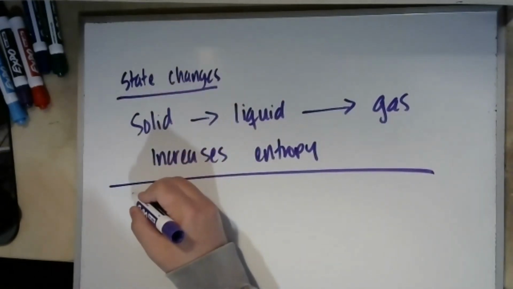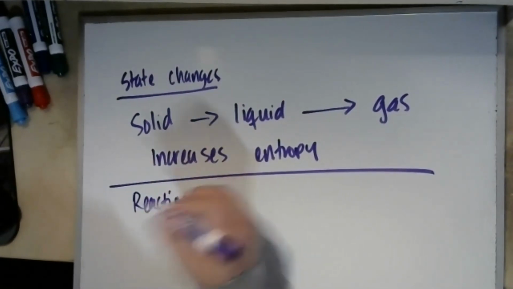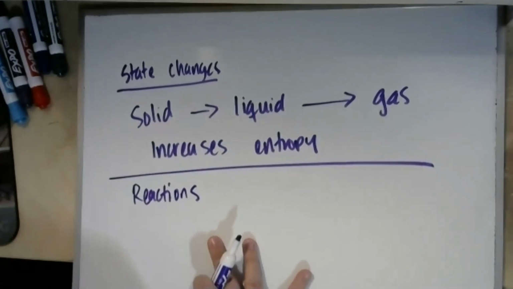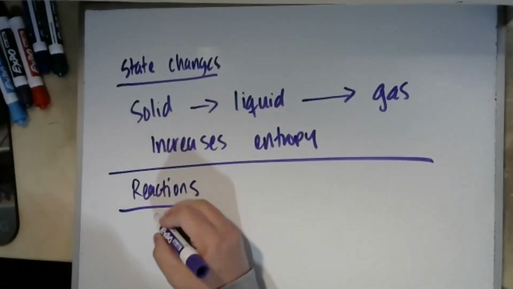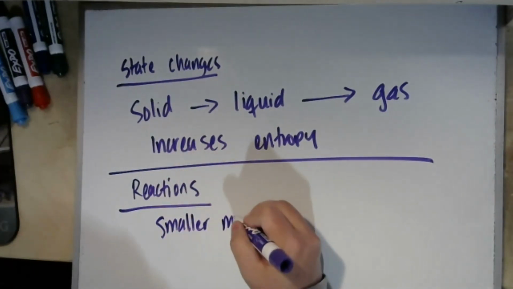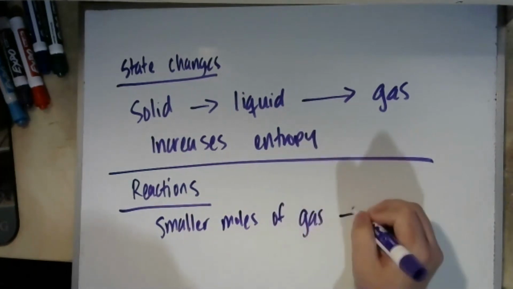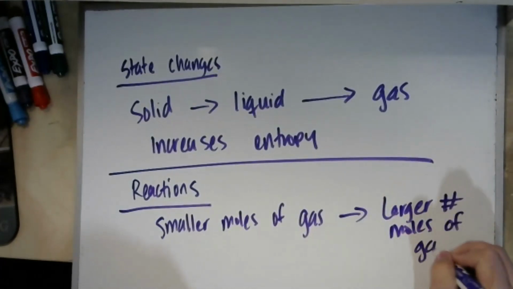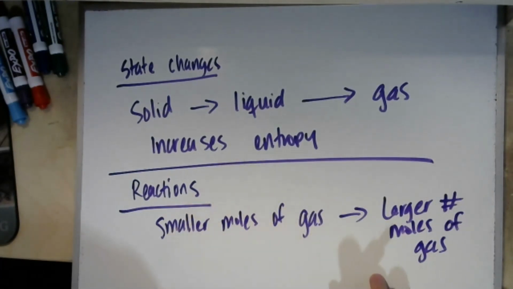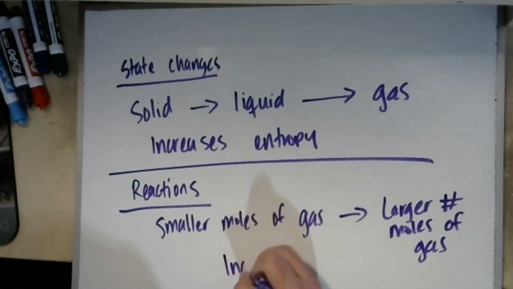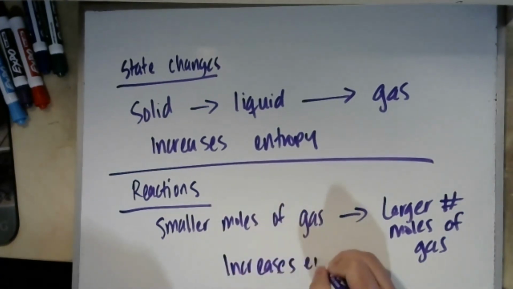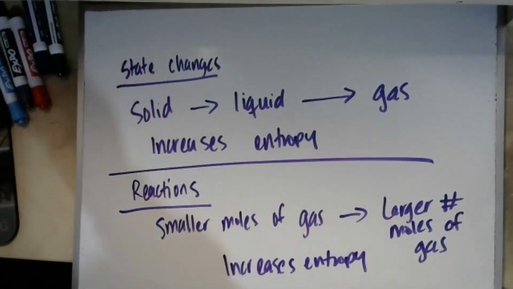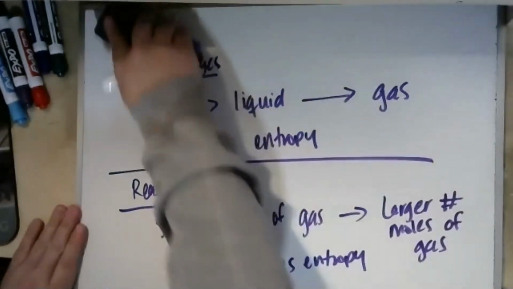When we're looking at chemical reactions, we will see situations where we're going from, let's say, smaller moles of a gas to a larger number. Okay, and when the transition is in this direction, that's also going to indicate an increase in entropy. And obviously the reverse of these situations would be a decrease in entropy. So keeping that in mind, we can look at the situations that were asked in the question.